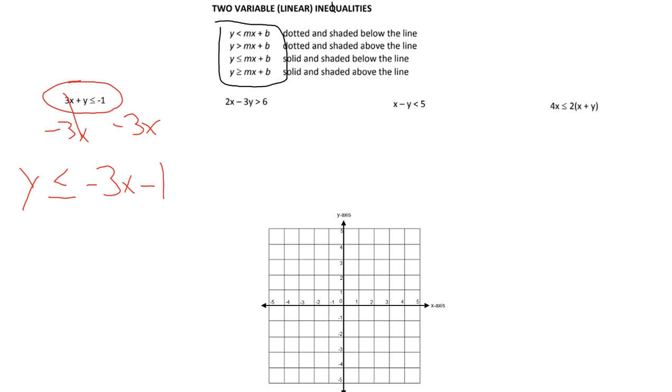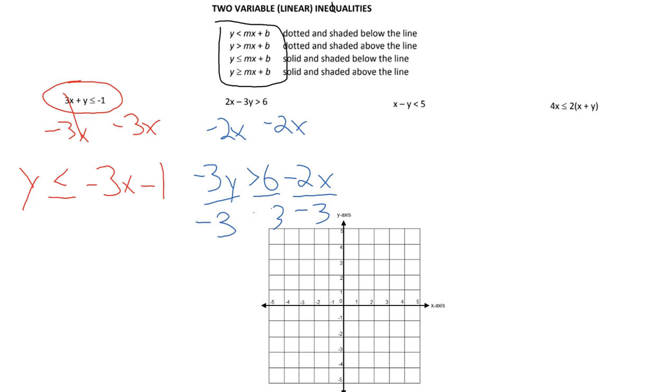Pretty simple. We'll solve the next one. We'll graph them all together in a minute. The next one I've got to get rid of my 2x here. So I subtract 2x from both sides. Got negative 3y is greater than 6 minus 2x. Last thing I got to get rid of this negative 3. Divide by negative 3. Y is greater than negative 2 plus 2 thirds x.